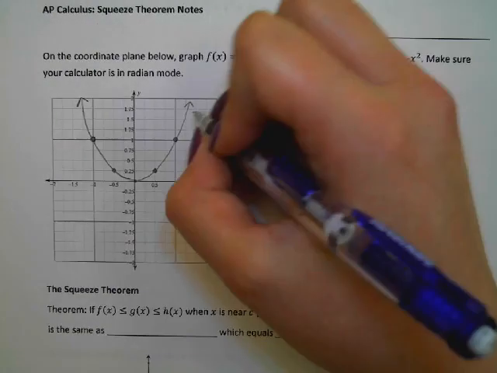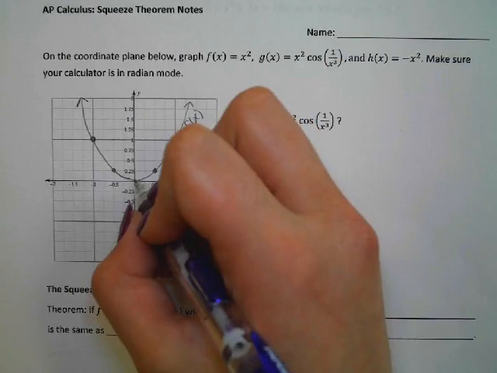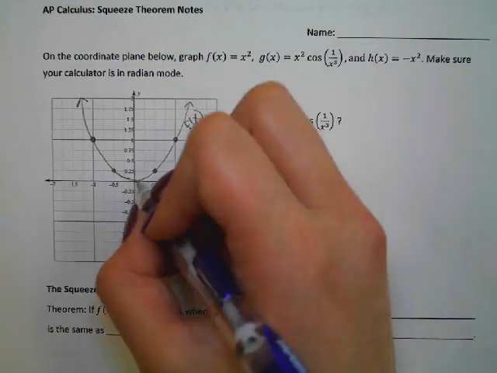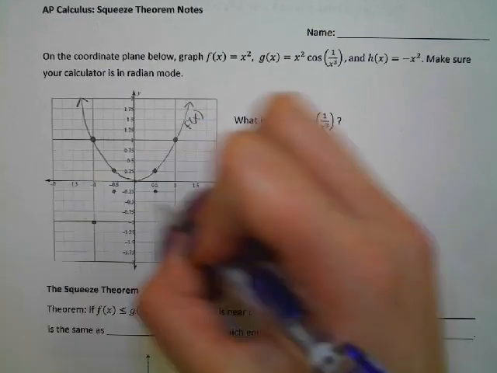And so this right here is f of x. And then we're also going to draw h of x, just the flipped version of the same thing.